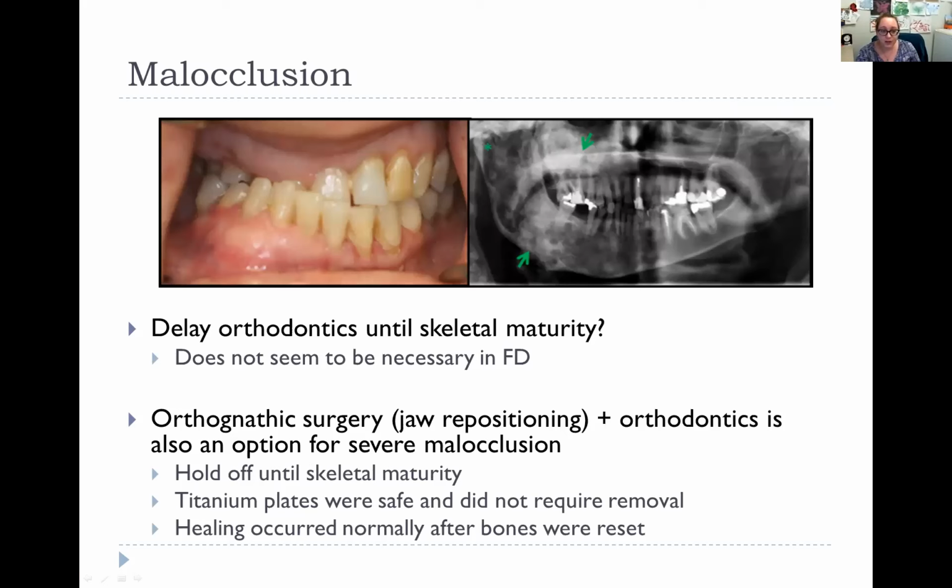And then malocclusion, here you can see a clinical photo on the top left and the associated x-ray with the arrows pointing out the fibrous dysplasia in the upper and lower jaws. Basically, the question about whether or not to delay orthodontics until skeletal maturity, it doesn't really seem to be necessary in fibrous dysplasia. So I have gotten that question before. And whether or not to do orthognathic or jaw repositioning surgery in orthodontics, it's also an option for severe malocclusion. And I have another slide on that a little bit later. In this case, though, I would say to potentially hold off until skeletal maturity would be a benefit. Just because in general, doing these sorts of surgeries, you don't want to grow after having them.